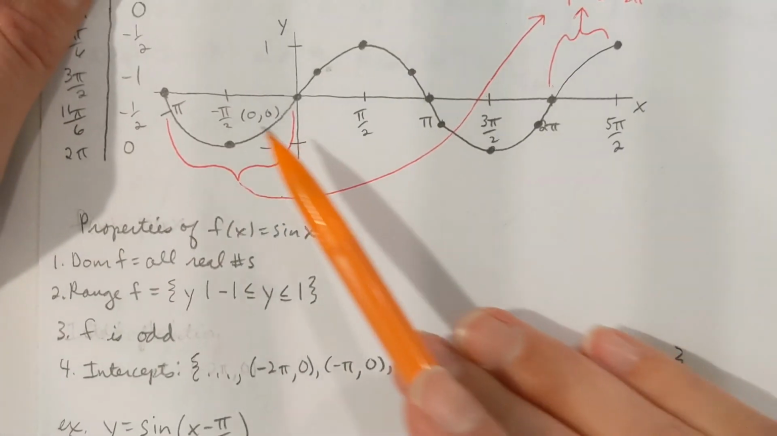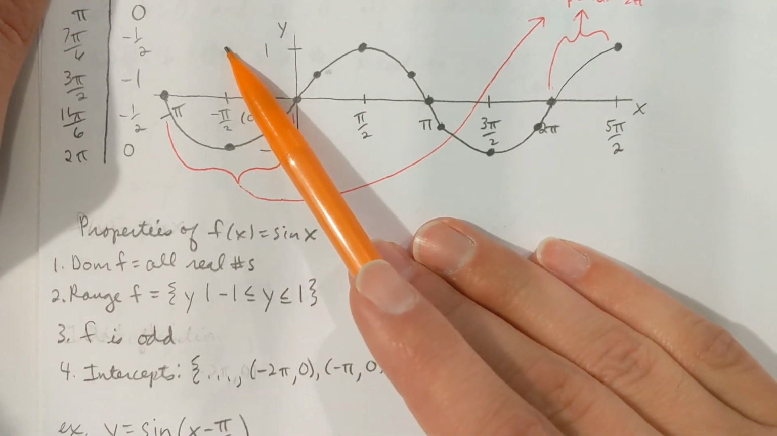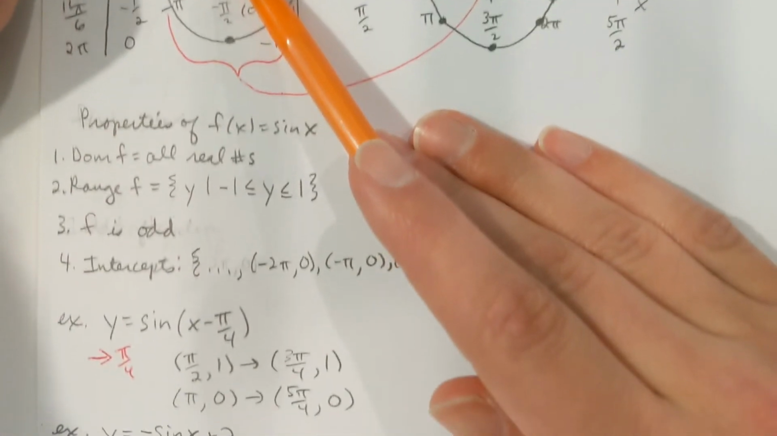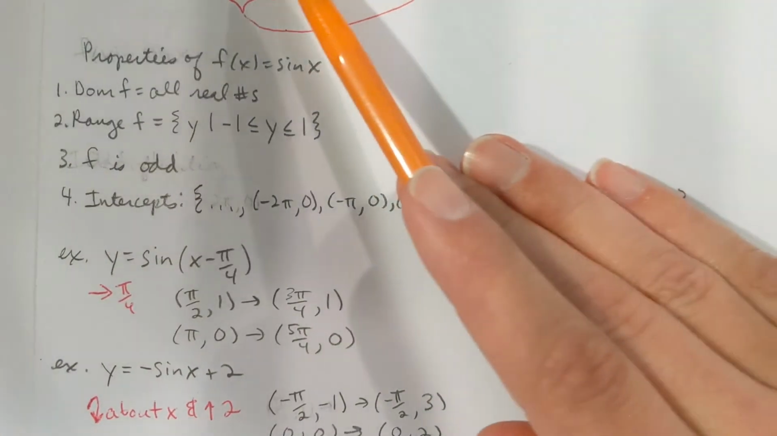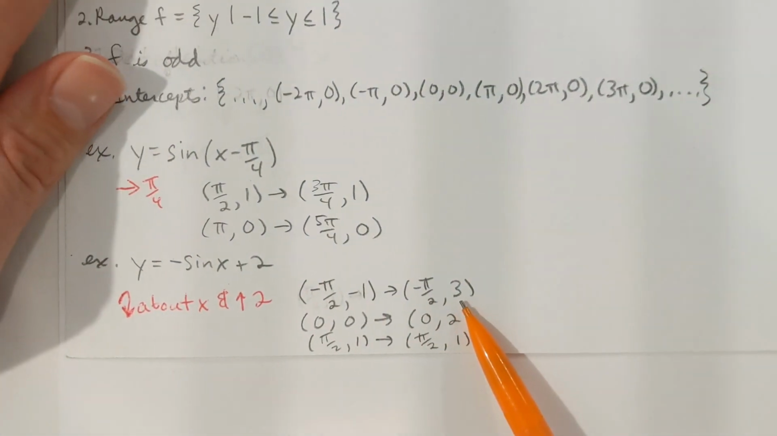Negative pi over 2, negative 1. When you reflect about x, that'll put you at negative pi over 2, 1. And then you're going to shift, let's see, it was up 2 units. So that'll put you at negative pi over 2, 3 on the new graph. Sorry, I'm pulling this up and down here.